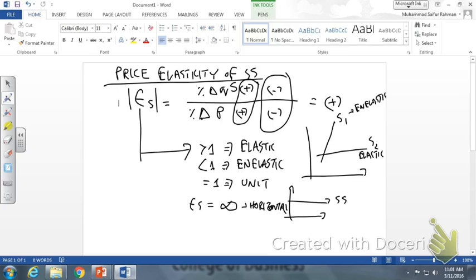So when price elasticity of supply is infinite, our supply curve is horizontal. The last measurement of price elasticity of supply is when it is 0. When it is 0, it means that for a given change in price, quantity supplied really does not change. What does it mean? It means that when price elasticity of supply is 0, our supply curve is a vertical line.